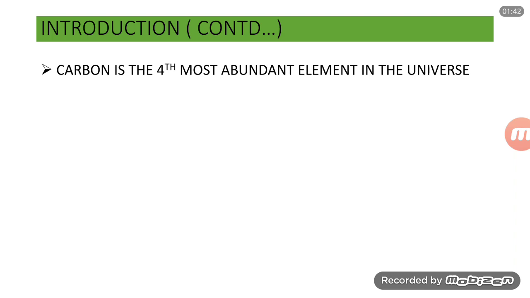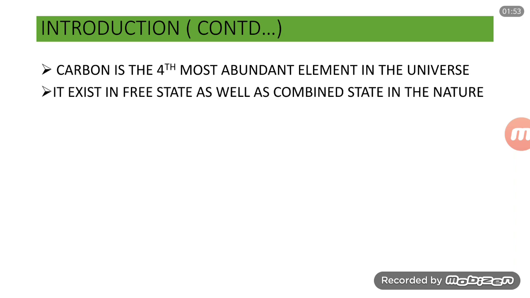Carbon is the 4th most abundant element in the universe. Therefore, which is the first most abundant element in the universe? It has to be hydrogen. It can exist in free state as well as it can exist in combined state in nature. I am talking here with reference to carbon.